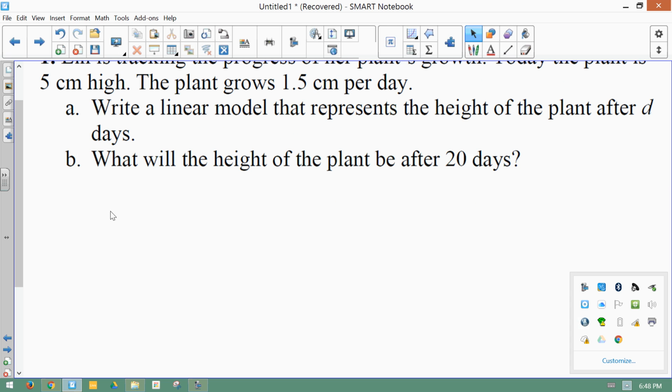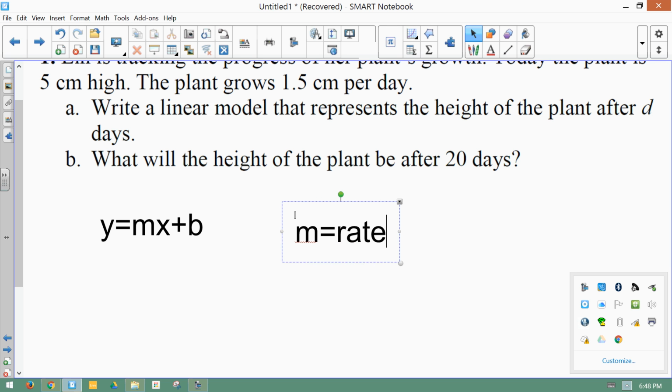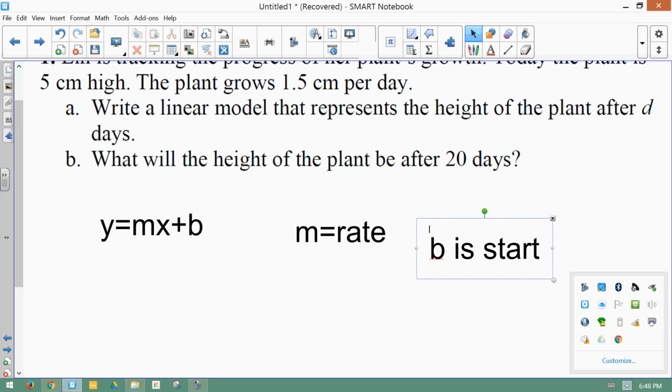So a linear model looks like this: y equals mx plus b. M is the rate or the slope. So we're going to say rate. And B is the y-intercept, or the starting value. In this case, it would have to be the starting height.